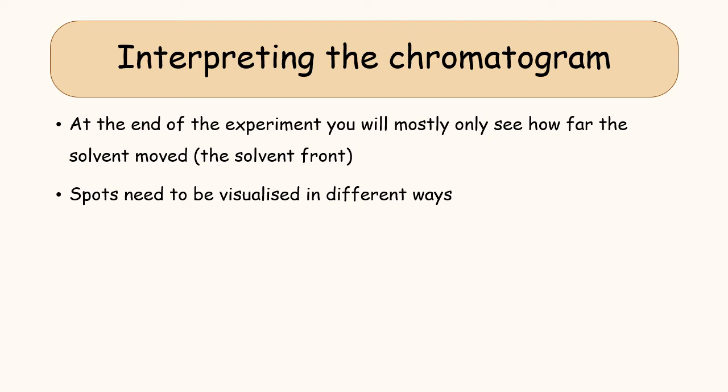For many compounds, the spots will actually be colorless, and so you need to visualize them in some way. One of the most common ways is to place them under a UV light. Compounds that are not usually colored absorb UV light instead of visible light, and so if you place them under a UV lamp, the spots will glow, and you can then use a pencil to mark where those spots are.